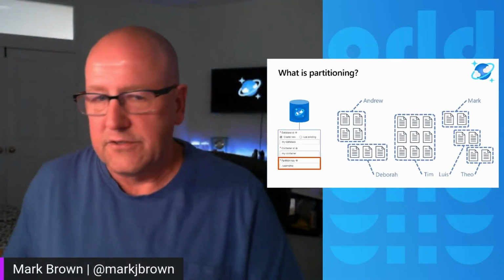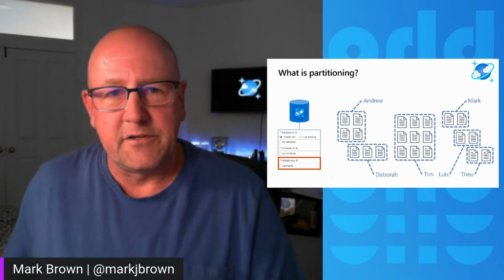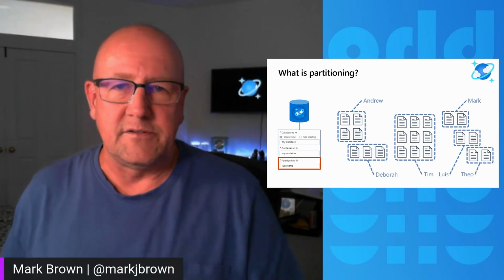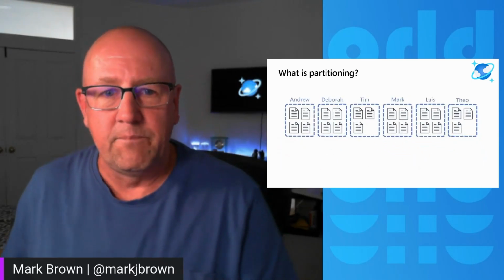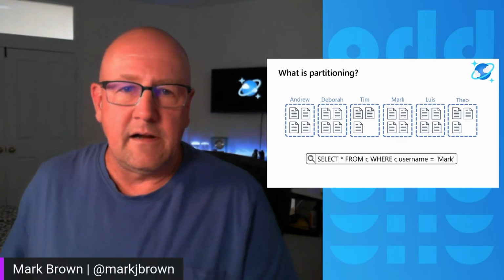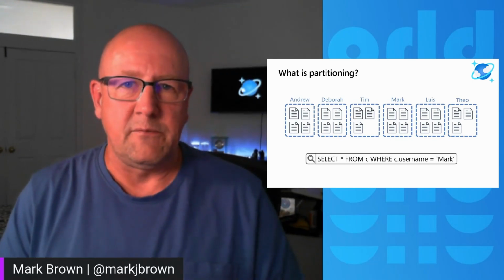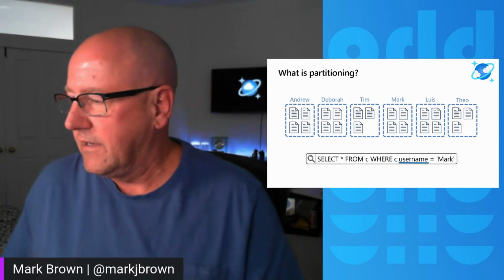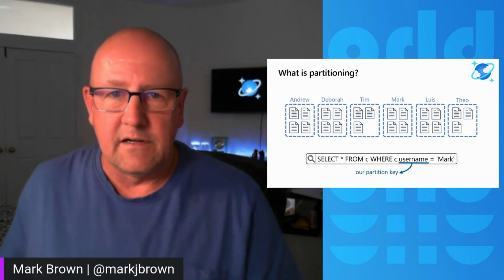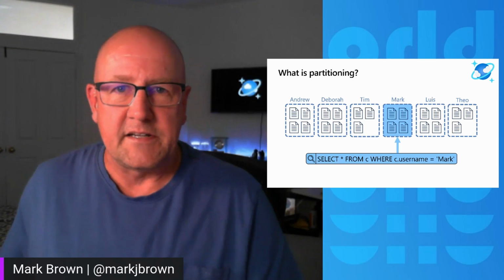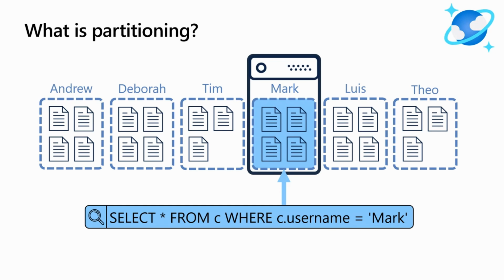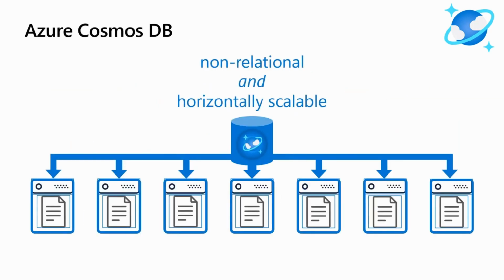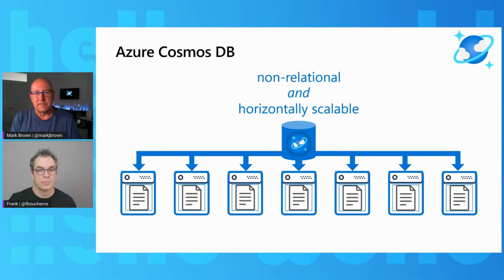Here I've got one where the partition key is username, with the value Andrew. If I want to write data to my Andrew partition, I include that, or the Mark one, or the Tim one. Then on the read path, it's important to use that partition key when I'm trying to find my data. Here I've got this query, select star where c.username equals Mark, and that's our partition key. When I pass in that value, I know exactly where to go and get the data. This allows you to write really high performance queries within Cosmos DB. So that's the big difference: horizontally scalable and non-relational.